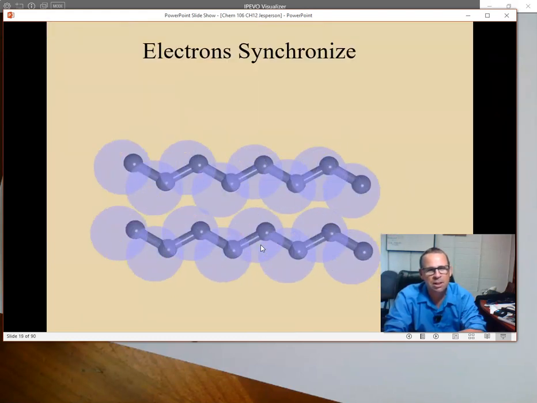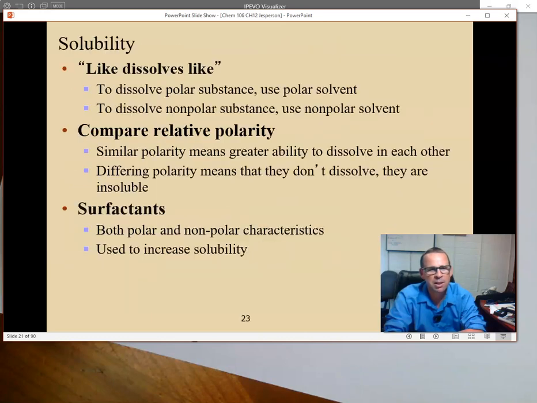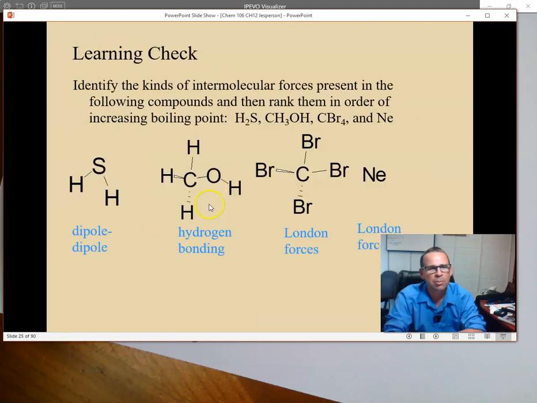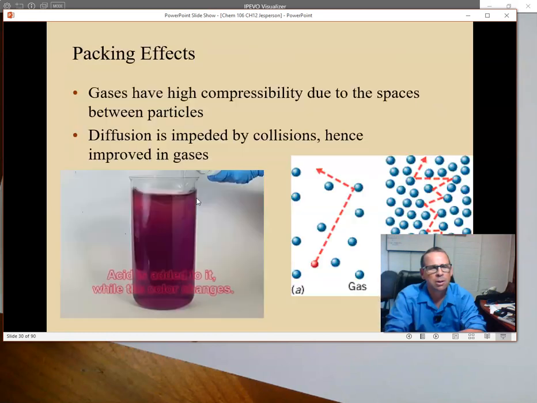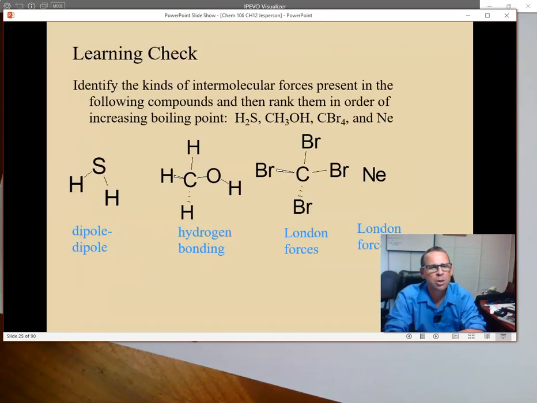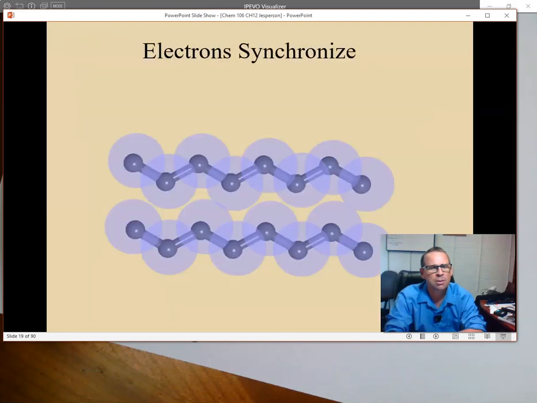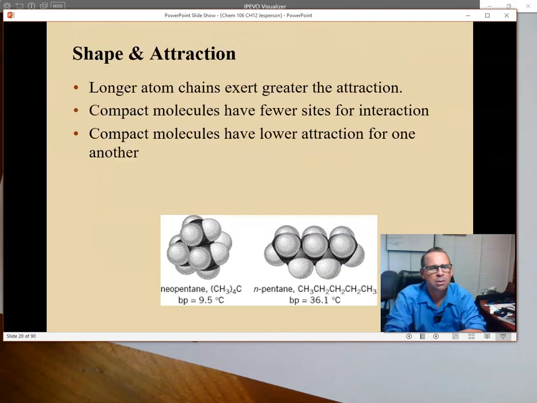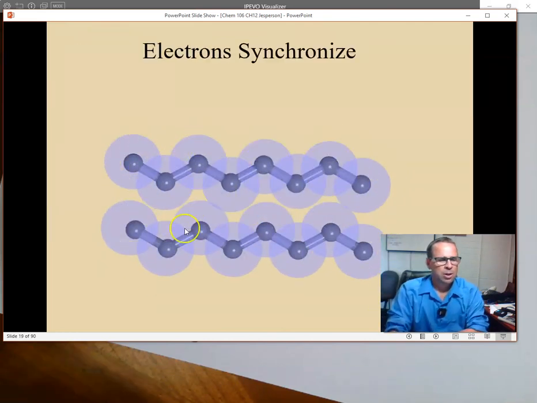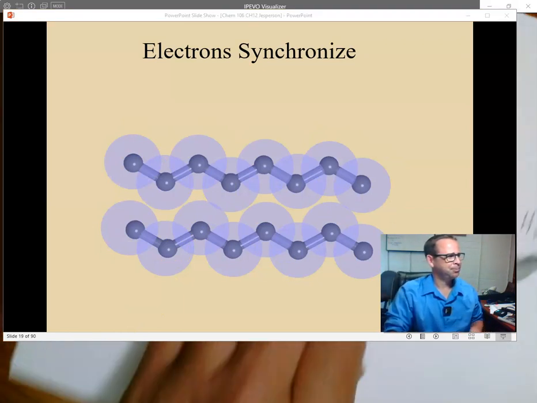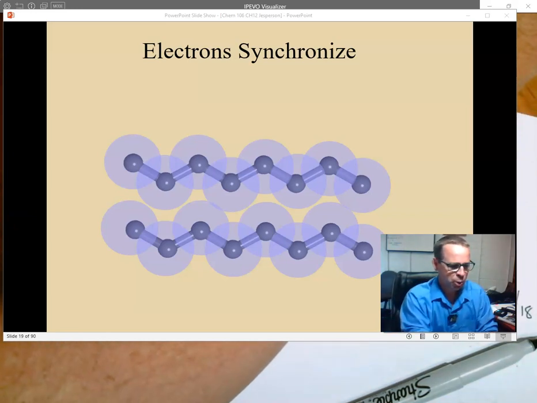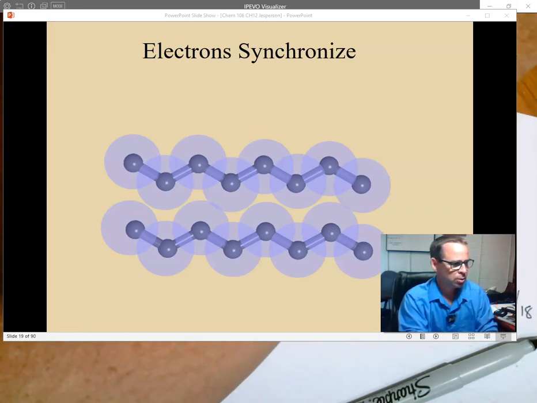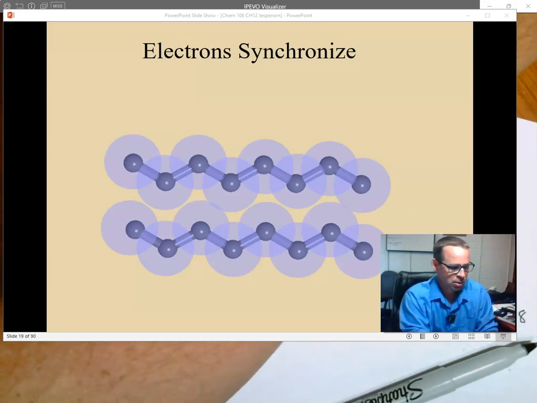And so the result of all this is what we see, an increased boiling point. Where are we at? Is that the table I want? No, that's not the table I want. Well, I gotta find it here. Let me find a good table here. It shows us that there's an increased boiling point of different molecules that are non-polar, but just differ in their size.